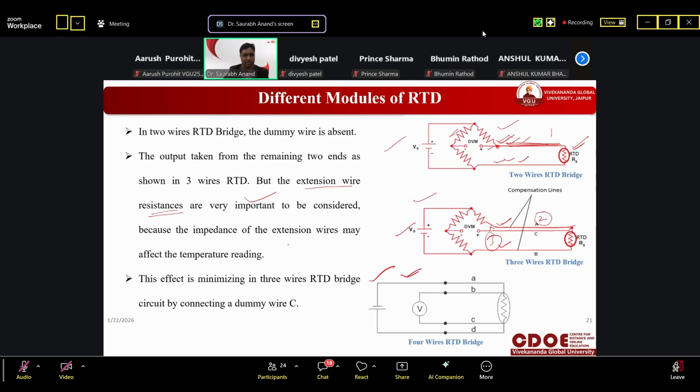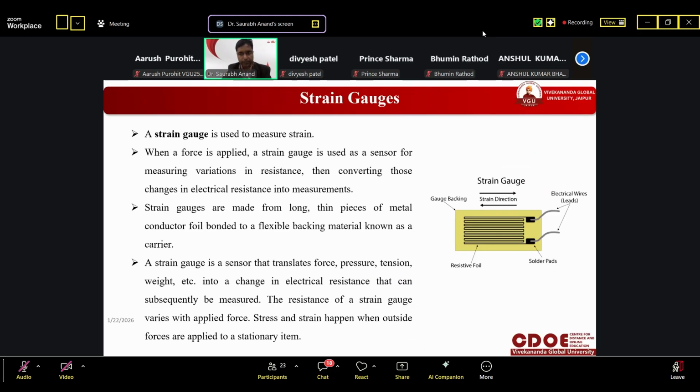So it can use for 10, and this can use for 15 ohm. Okay, variation. This is the variation actually. So it is increased using 4. So we use either 2, 3 or 4 wire RTD bridge. If we want to improve more, accordingly we can use any one of the modules. Any doubt?